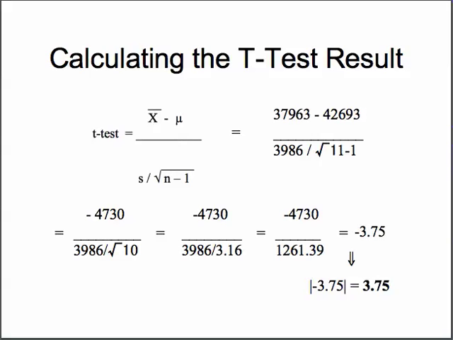Then, $3,986 divided by 3.16 is equal to $1,261.39. We then divide minus $4,730 by $1,261.39 to arrive at the calculated result of minus 3.75. As with the z-test, we will be using the absolute value of the t-test in our interpretation of the result. So the absolute value of minus 3.75 is equal to 3.75.